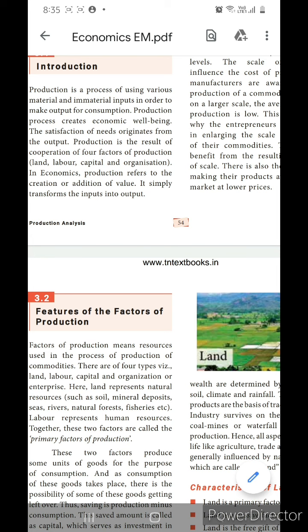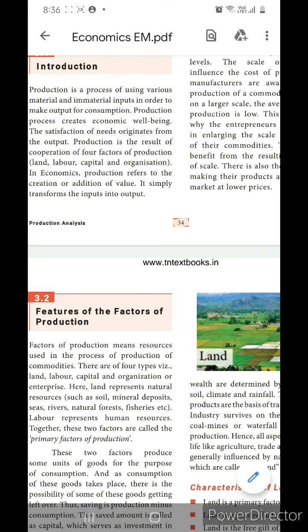Actually, to do each and every production, there are many big processes. In that process, we are utilizing various material as well as immaterial inputs. For what purpose? For consumption. For example, if you are getting sugar, to get the sugar first we need sugar cane, isn't it? As a raw material, you need the sugar cane.